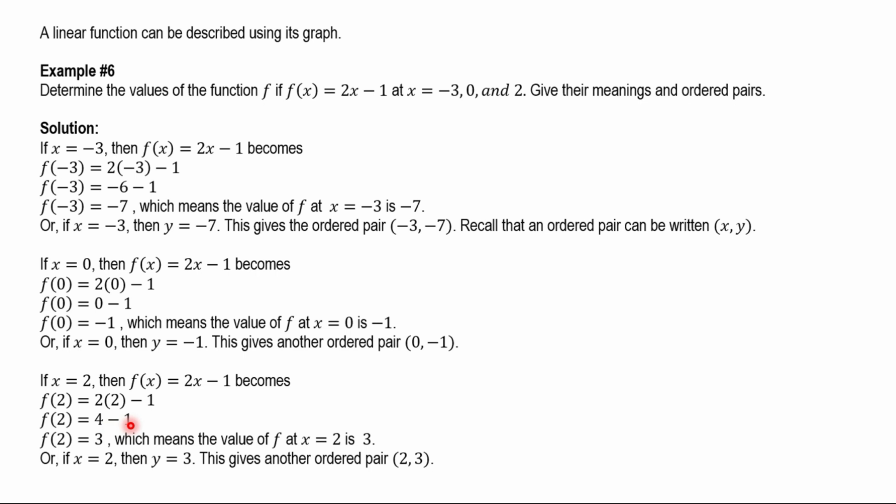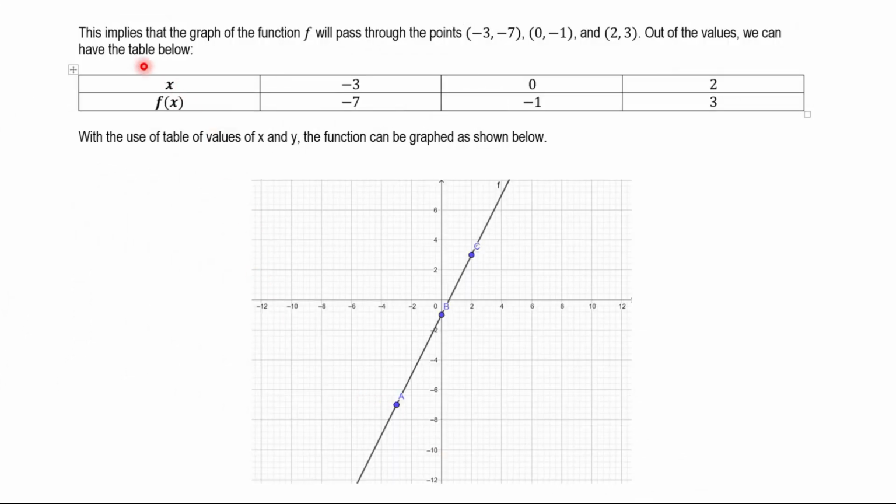Since 4 minus 1 equals 3, which means the value of f at x equals 2 is 3. Or if x equals 2, then y equals 3. This gives another ordered pair 2, 3. Okay. This implies that the graph of the function f will pass through the points negative 3, negative 7, 0, negative 1, and 2, 3.